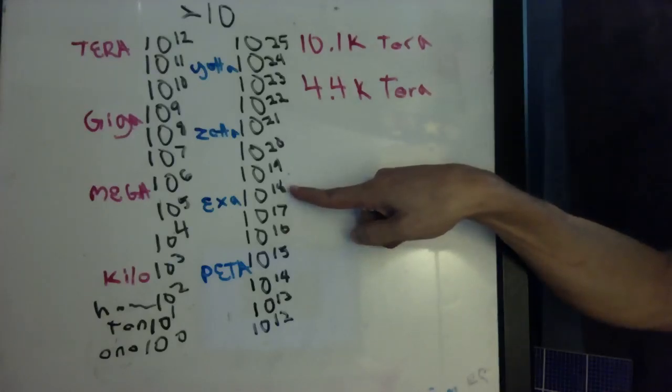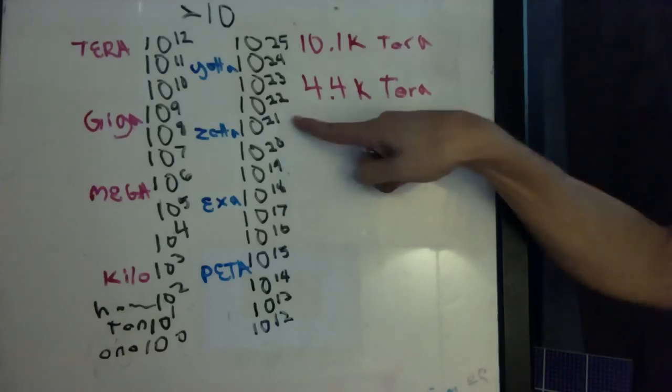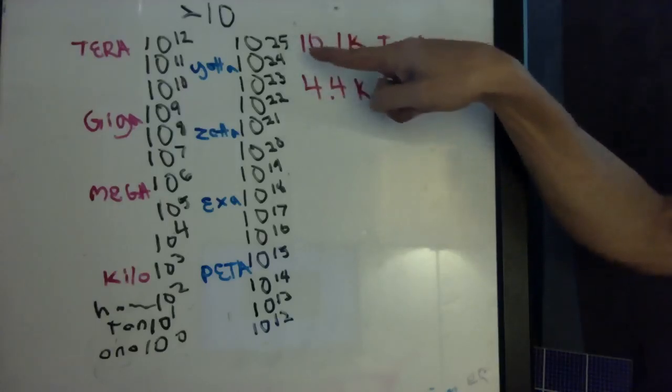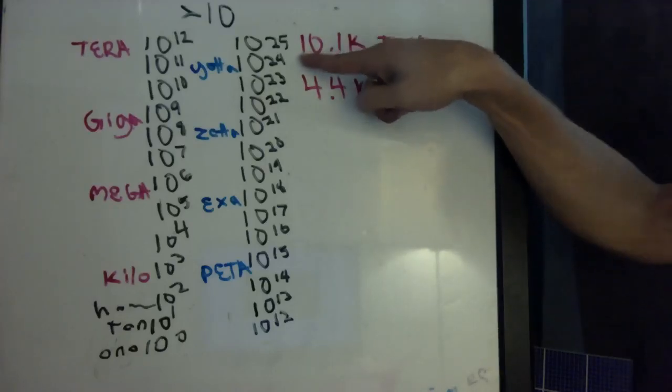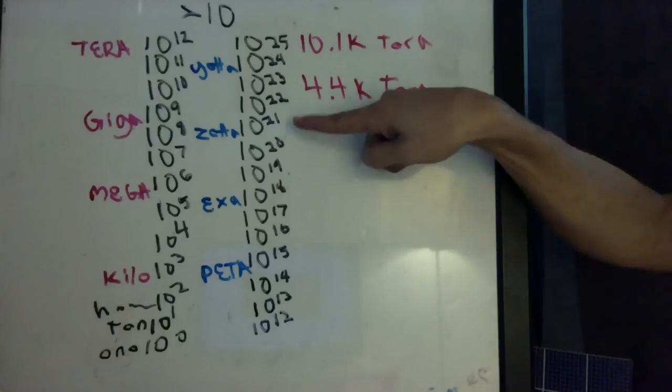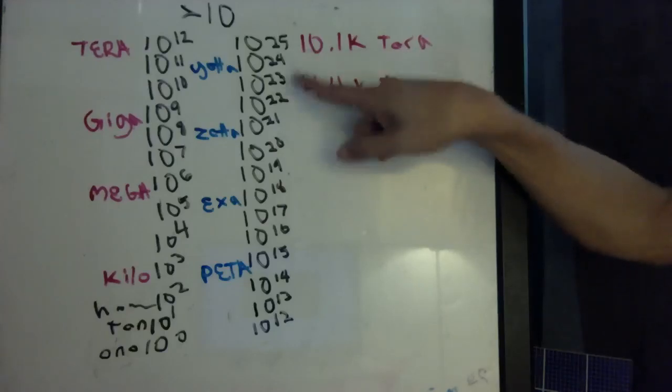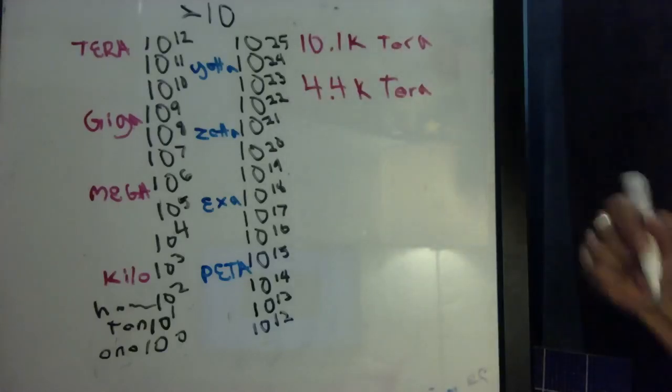Quintillion, exa, and then sextillion, 21 of them, and then octillion. Oh wait, no, septillion. Forgot, right? After 6 comes 7, not 8. Oct is always 8. Octopus, octagon.